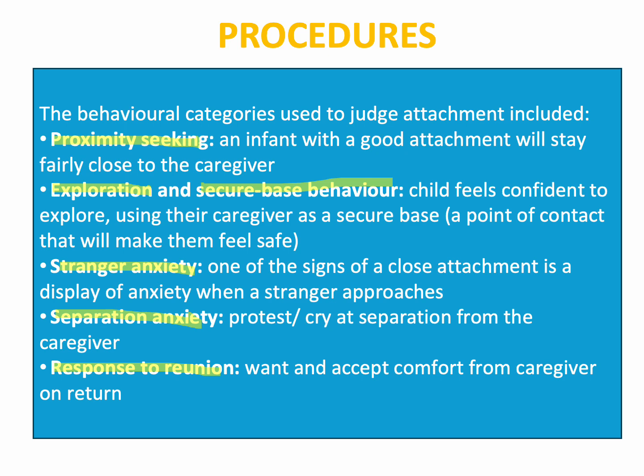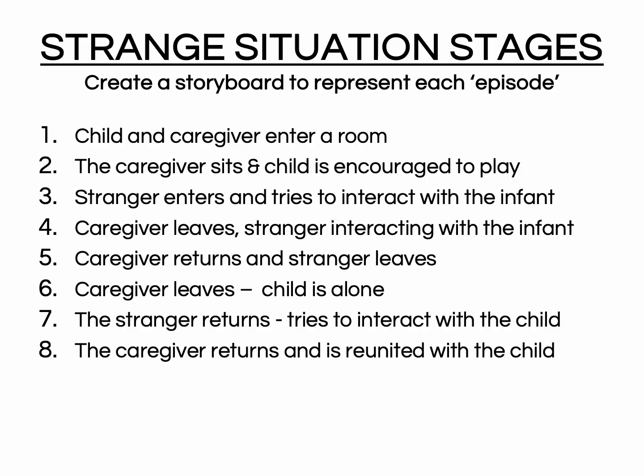The observation consisted of 8 different episodes, 8 different stages, and they are going to be on the screen now. A really good way to revise this is to draw a storyboard or draw the sequences out, just so you've got a visual aid. Those are the 8 stages, and generally it's the child and a caregiver in an unfamiliar room, a stranger present or absent, and the child left alone, and then observing the reunion behaviour when the caregiver returns. That's it in a nutshell, but if you want to aim for the higher grades, the A's and A stars, it is worthwhile knowing these 8 stages in the right order.